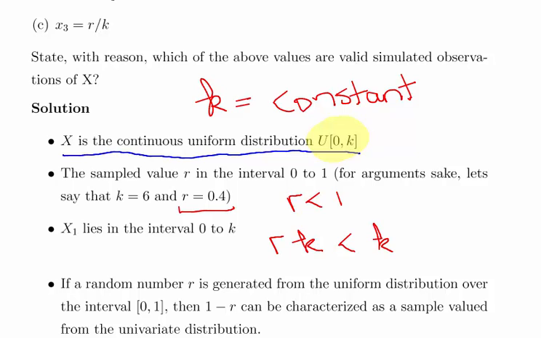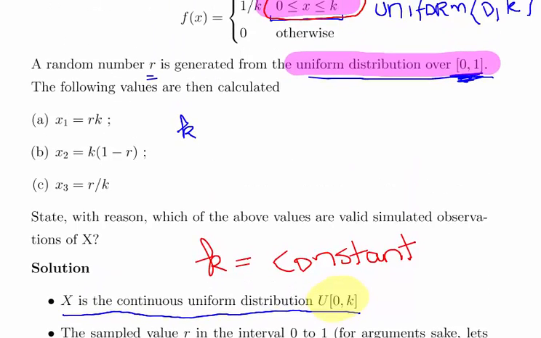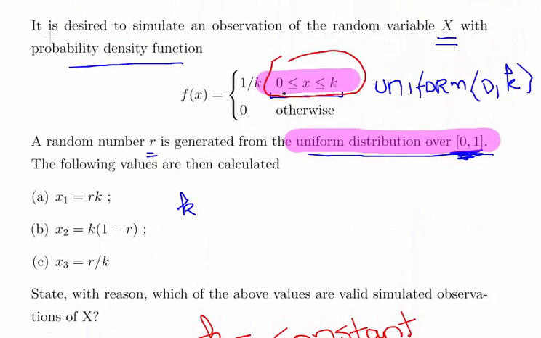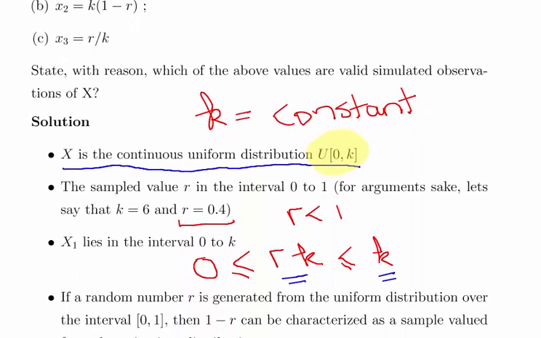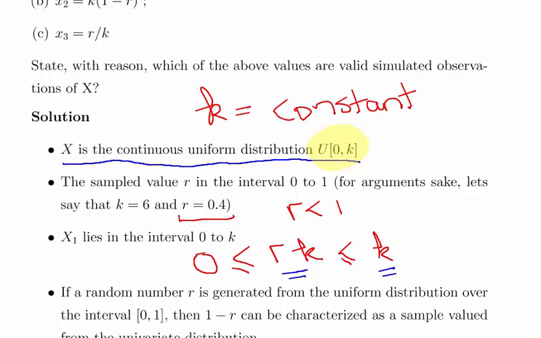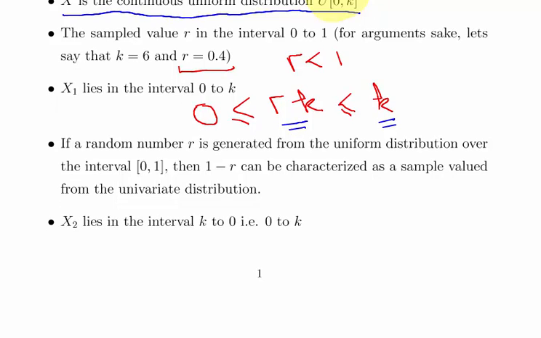My pen slipped there, so I have to do a quick restart. So r times k is going to be less than k. And also r times k is going to be greater than 0 in each instance, because r is going to be greater than or equal to 0. That would be a better way of putting it. So that means that our simulated value is going to be in this interval here. This is the key thing really. Our simulated values, do they lie in that range, and only in that range? They can't be less than 0, they can't be greater than k. So in this case, x1 is fine. That is a valid simulated value for x.